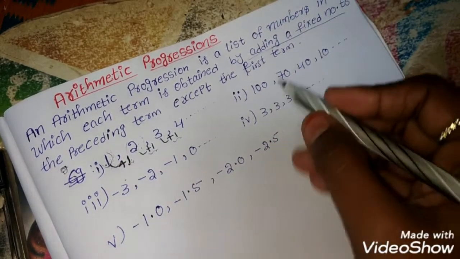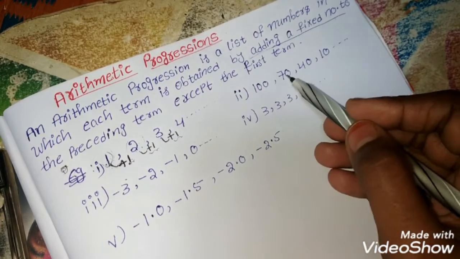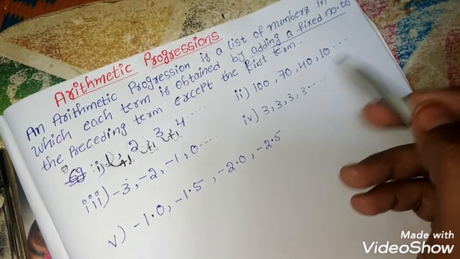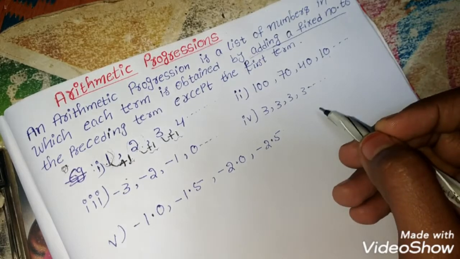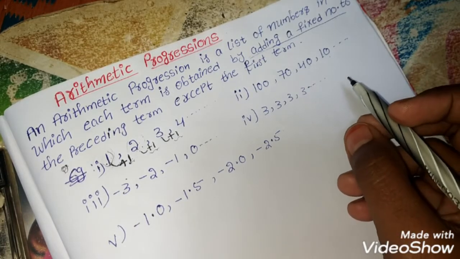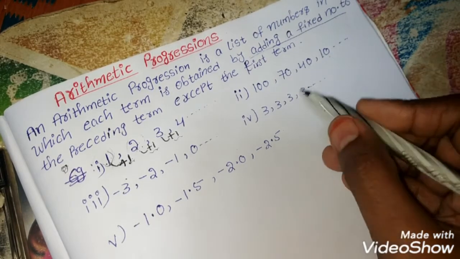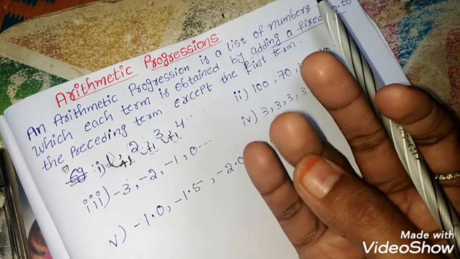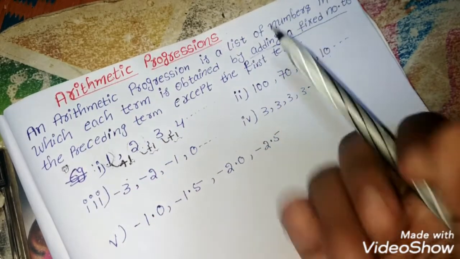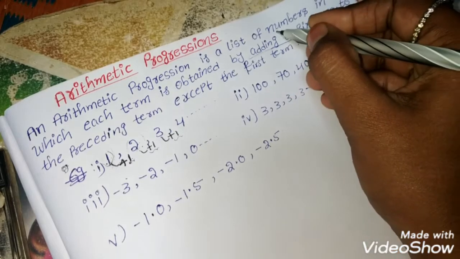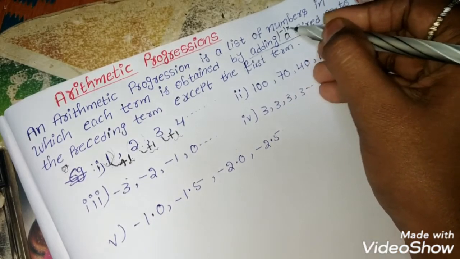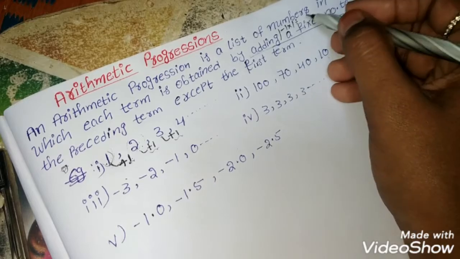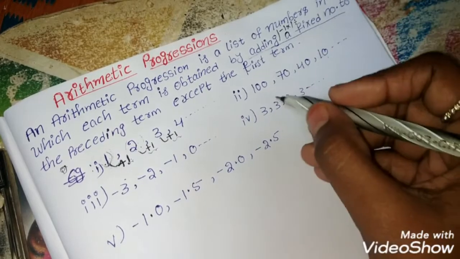Okay, and next, let's check the second question. 100, 70, 40, 10. Is this an arithmetic progression? See here, one thing I need to discuss with you. Arithmetic is nothing but some operations like plus, minus, multiplication, division, everything. Not only adding here. Plus, minus, multiplication, and next division, right? Everything we can. Okay, see here.